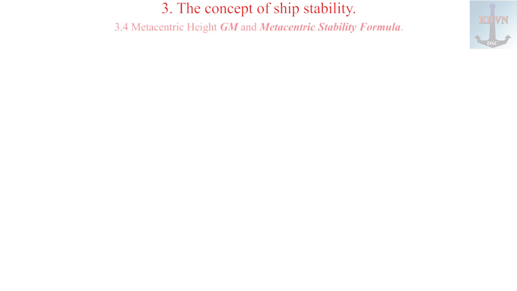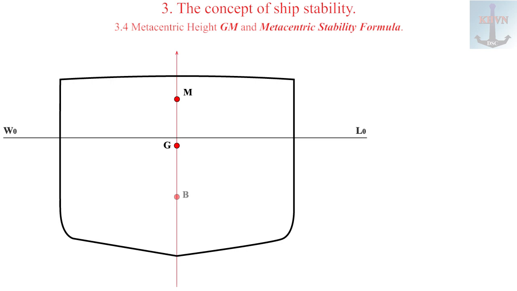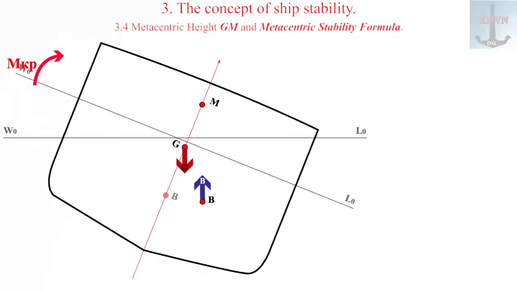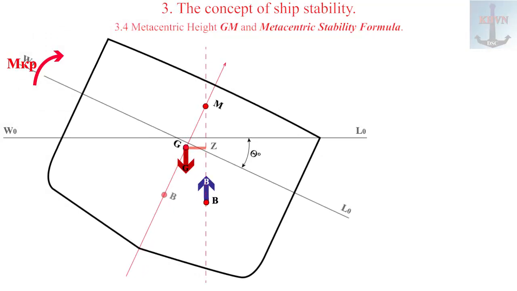(3.4) Metacentric height GM and metacentric stability formula. Let's play the heeling again and analyze the right-angled triangle at the metacenter. The hypotenuse is the metacentric height GM, and the static stability arm GZ is the leg. The angle theta opposite to this leg is the heeling angle. The dependence of the static arm GZ on the heel angle theta is obvious: GZ equals GM multiplied by the sine of theta, formula 3.3, where theta is the angle of heel in radians, degrees divided by 57.3.